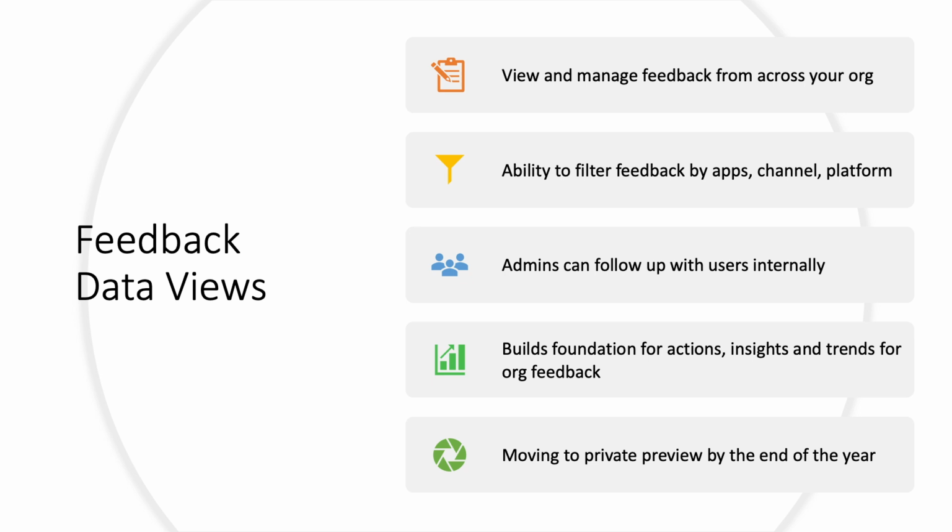We're introducing things that will help you view and manage feedback from across your organization. You'll have the ability to filter feedback by apps, channel, and a few other variations. You can follow up with users internally to see what happened with the feedback, or if there's an issue that needs to get resolved within your tenant, basically take action on the feedback. It really builds the foundation for actions, insights, and trends for org feedback that is coming later. This is also something that's coming to private preview by the end of the year and then going to GA after that. So now let's walk through what the experience for this looks like.